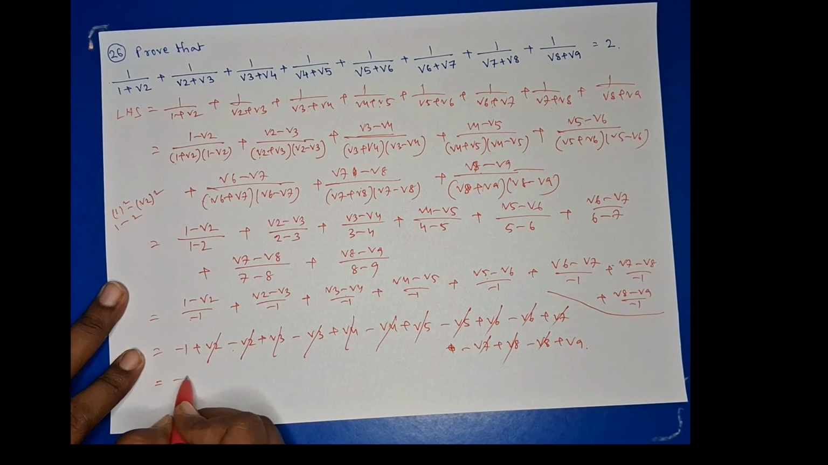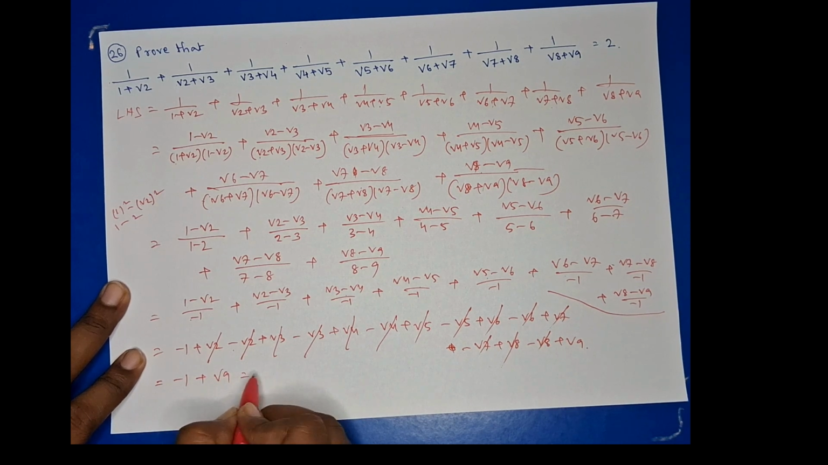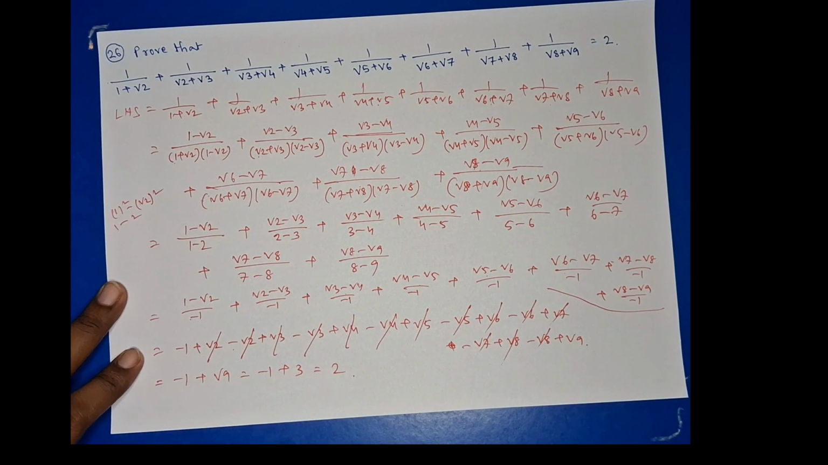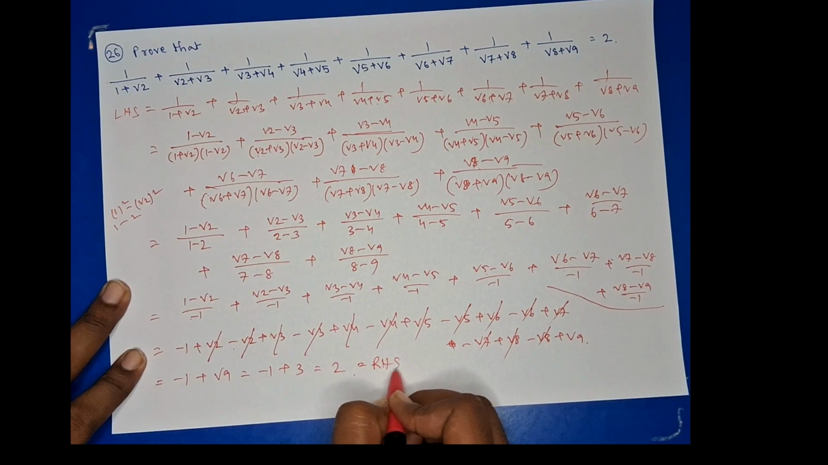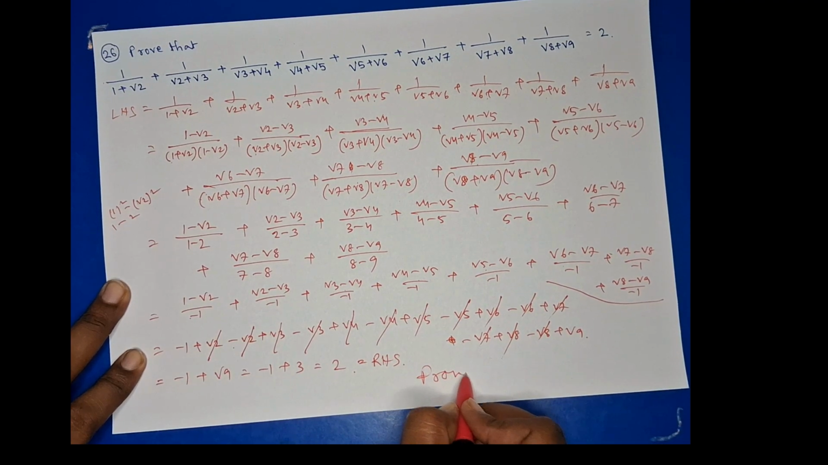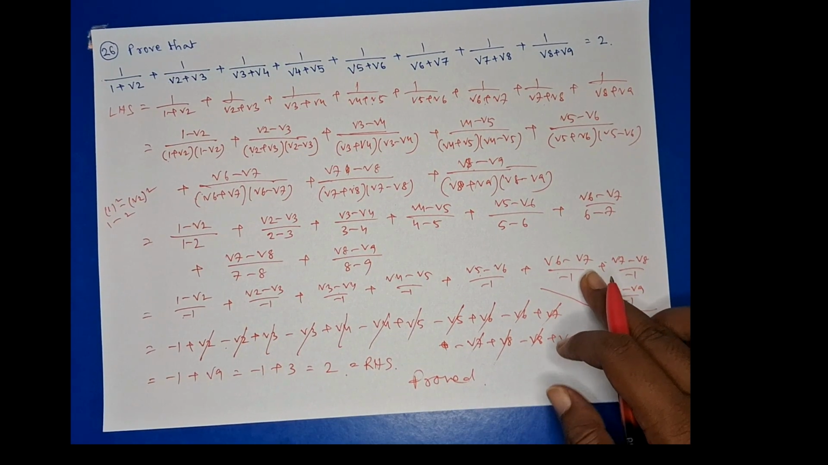So what is left? Minus 1 plus root 9, which is equal to minus 1 plus 3, which is equal to 2. That is what we need to prove. Hence LHS is equal to RHS. Proved. A little bit lengthy but not a difficult problem. Okay.